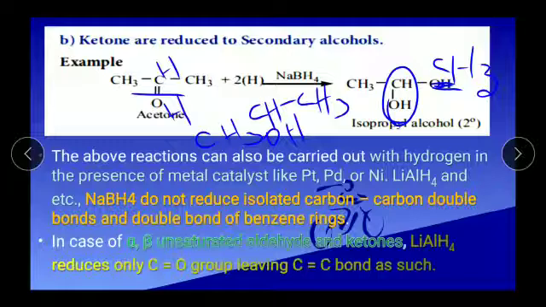But in the case of alpha, beta unsaturated aldehydes and ketones, lithium aluminum hydride reduces only the C double bond O group. It leaves the C double bond C as such. This is very important. They may ask in one word. So we have to remember aldehydes give primary alcohol, ketones give secondary alcohol on reduction.